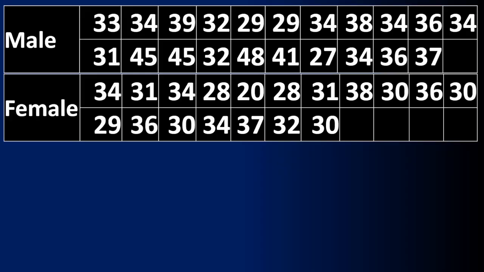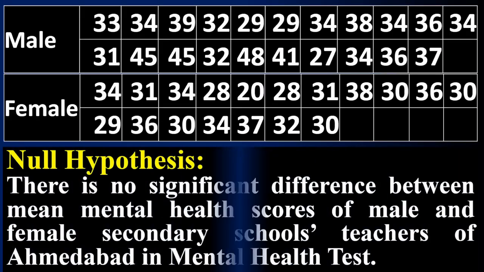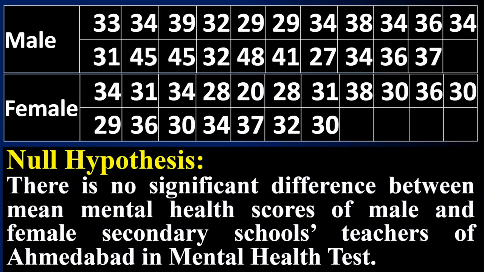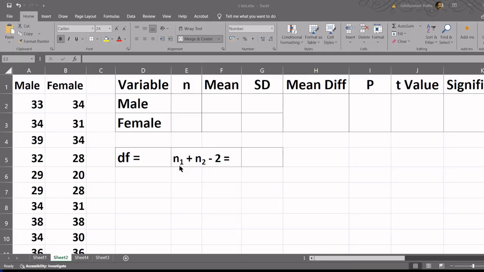the null hypothesis is formulated as shown on the screen. Null hypothesis: there is no significant difference between mean mental health scores of male and female secondary school teachers of Ahmedabad in mental health test. To find the t value or t test, to apply the t test, entire data is transferred in Excel sheet as shown on the screen.